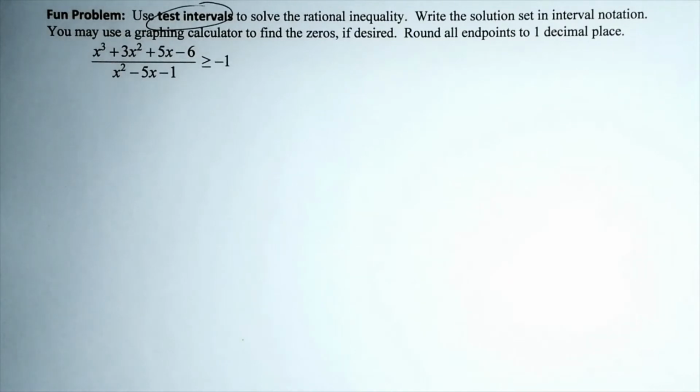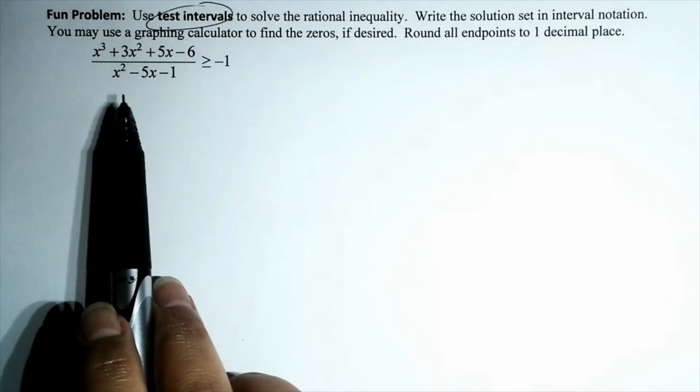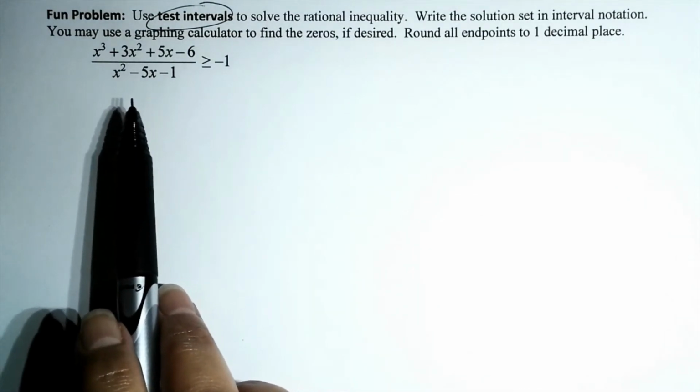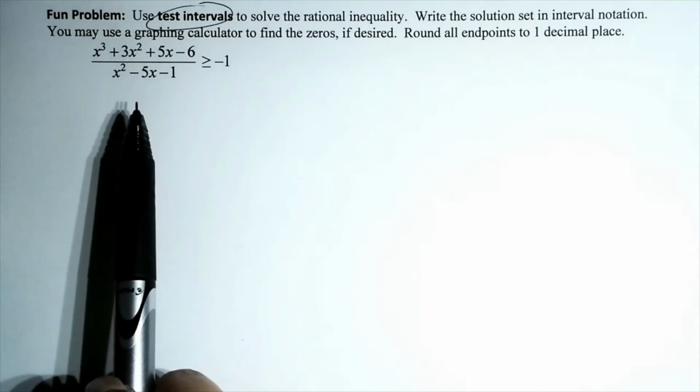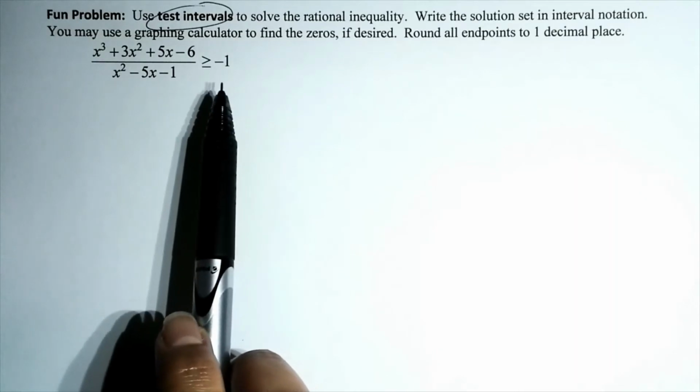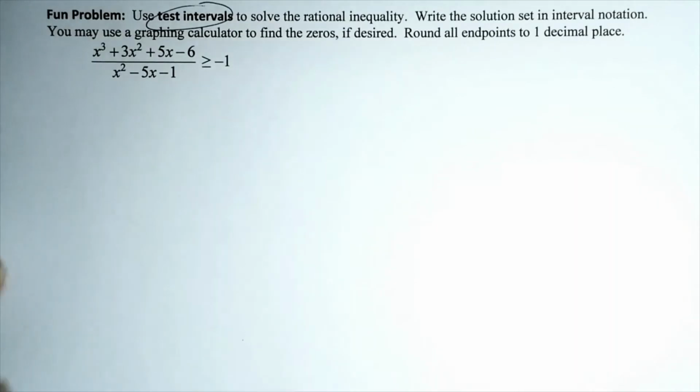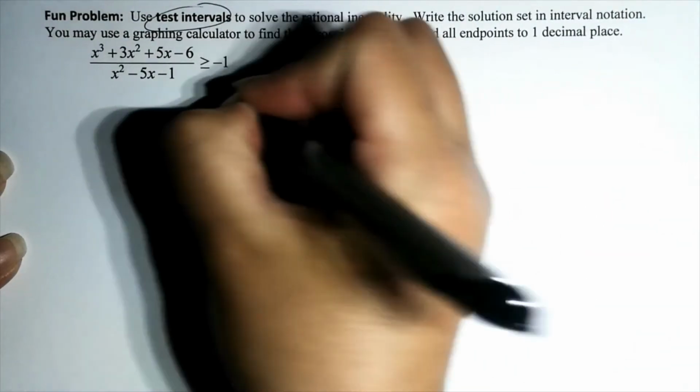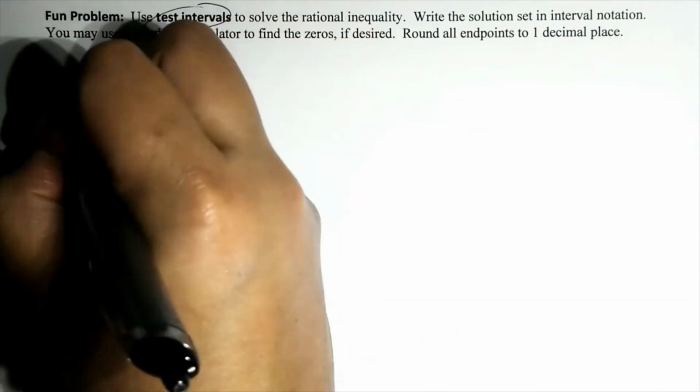Let's do this. First things first, remember, don't try to wipe out the fractions, because then you're not going to find the zeros of the denominator. First things first, we need to fix it so we have 0 on one side and a single fraction on the other. So we want 0 on one side, single fraction on the other.